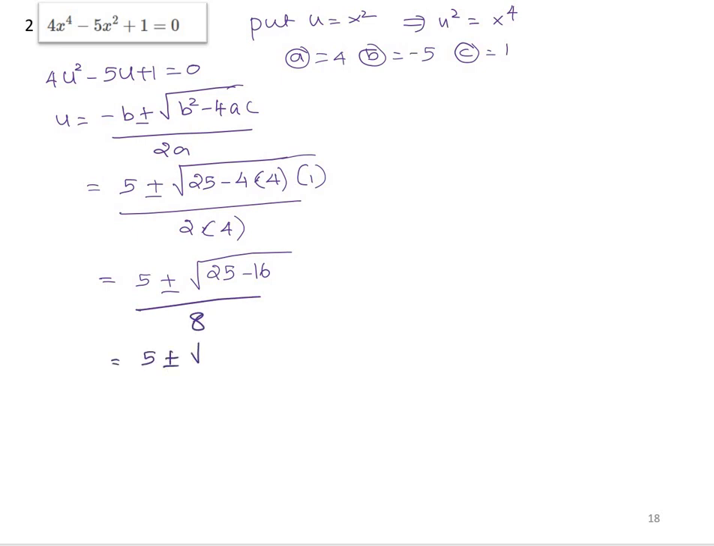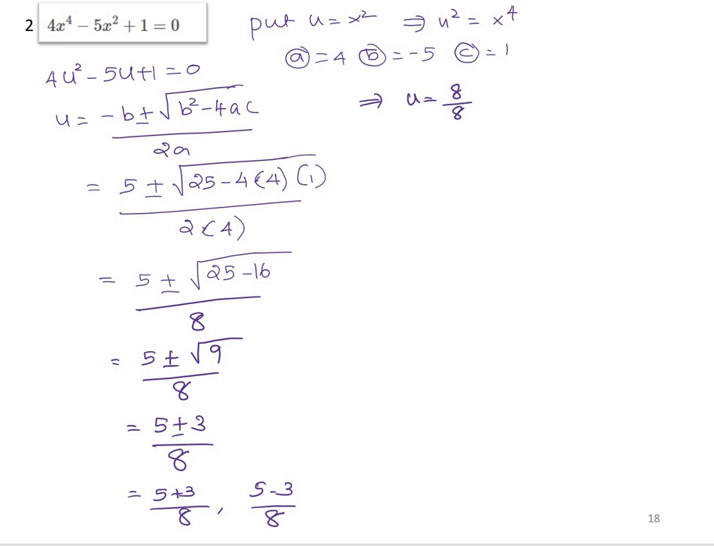5 plus or minus square root of 25 minus 16 is 9, divided by 8. 5 plus or minus 3 divided by 8. So it's either 5 plus 3 over 8 or 5 minus 3 over 8. Okay, so that implies u is equal to 8 over 8, or u is equal to 5 minus 3, that is 2 over 8. That is 1, or is equal to 1 over 4, right? Now let us consider these as two cases.